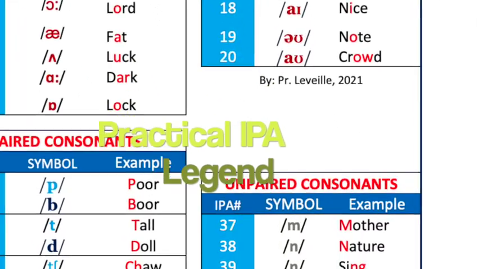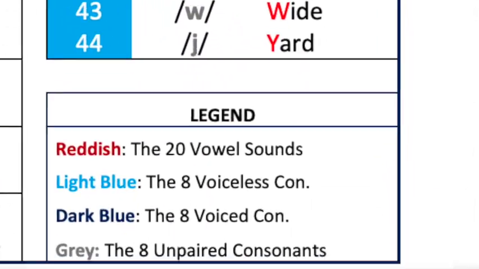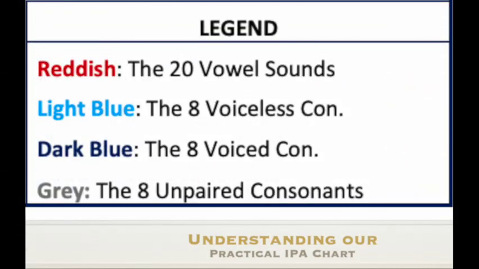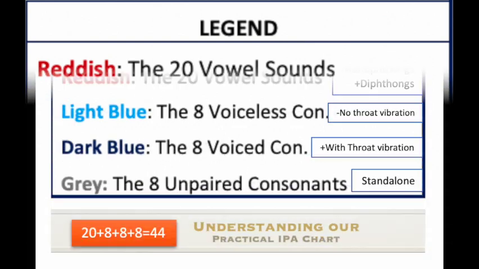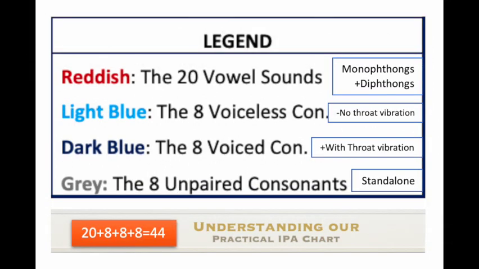In summary, our Practical IPA table has 20 vowel phonemes in red, 8 voiceless or unvoiced consonants in light blue, 8 voiced consonants in dark blue, with the 2 groups combined making up the 8 paired consonants, for a total of 16 consonants, and finally 8 unpaired consonants in gray, giving us 44 phonemes for the English language.